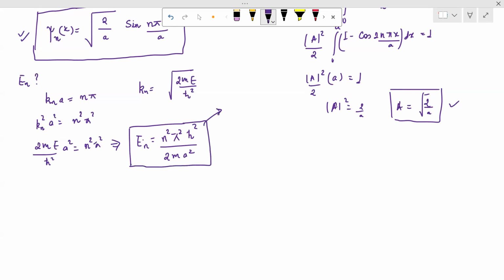Clearly, this energy spectrum is quantized. That is, only certain values are permitted, and it doesn't form a continuous spectrum, rather it is a discrete spectrum.